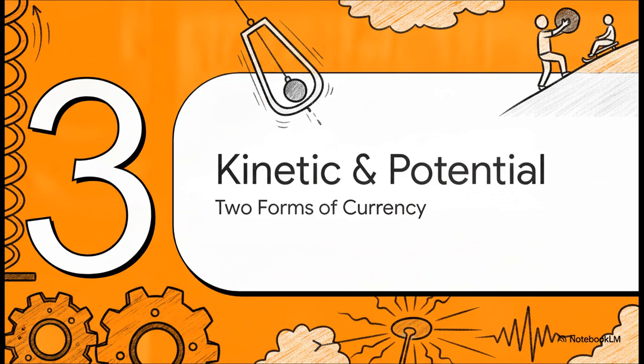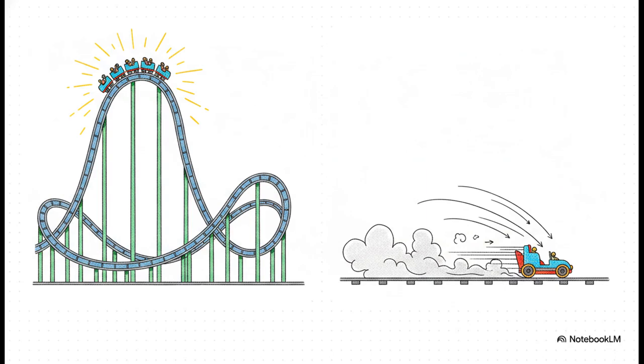Moving on to part 3, kinetic and potential energy, the 2 forms of currency. Mechanical energy basically comes in 2 primary forms. First, we have potential energy, which is your stored currency. Gravitational potential energy depends entirely on an object's mass and its height. Think of a roller coaster car pausing for that agonizing second at the very top of a massive hill. It is fully loaded with potential energy.